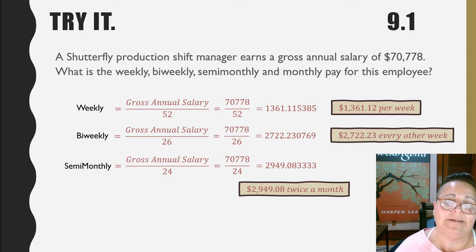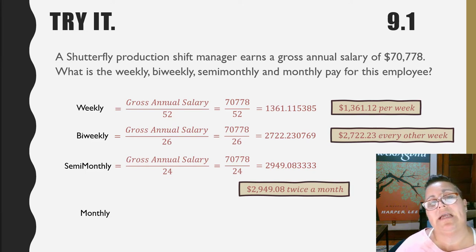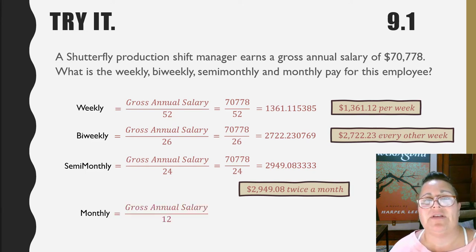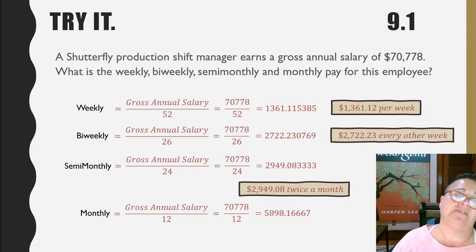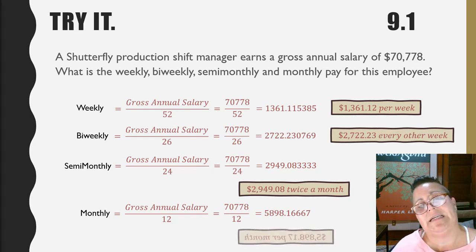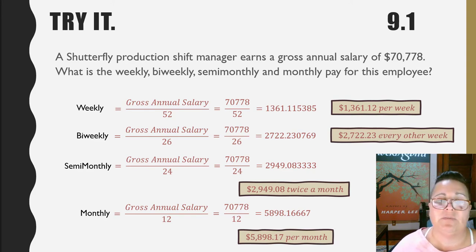Now, the last one is monthly. You can already kind of tell that's going to be a large amount, but we're going to take the gross annual salary of $70,778 and divide it by 12 this time because there are 12 months in a year, and that's going to give us $5,898.17. So we have calculated what the possible gross paychecks would be for a weekly paycheck, a bi-weekly paycheck, a semi-monthly paycheck, and a monthly paycheck.